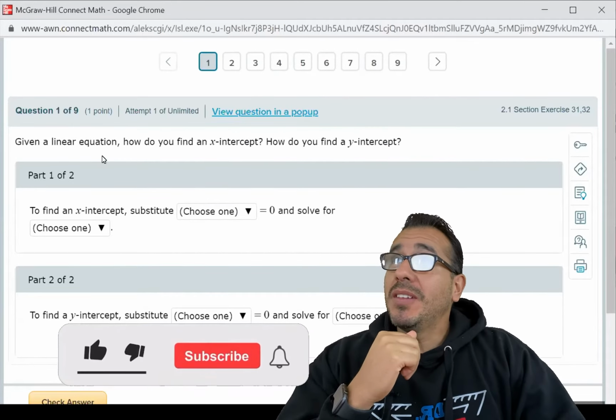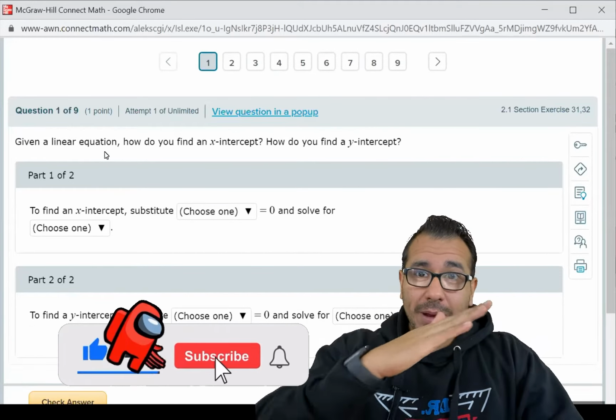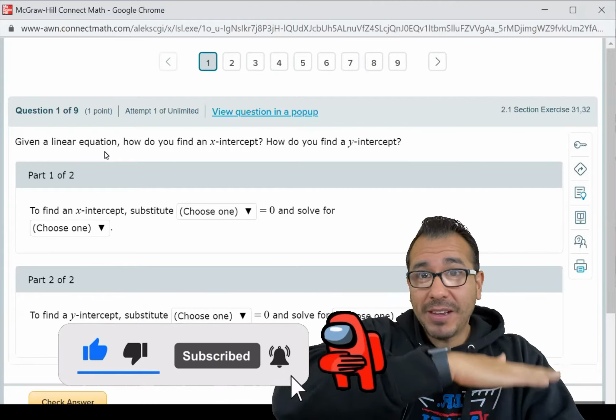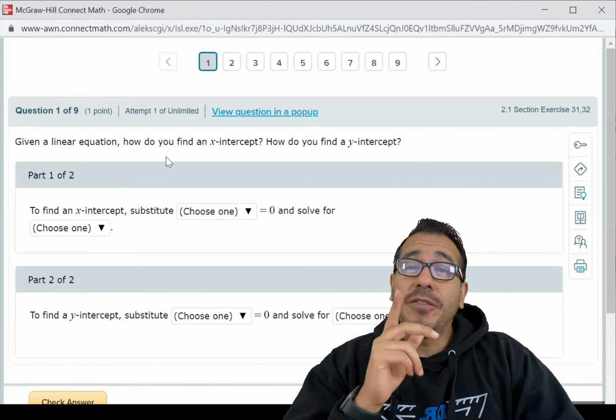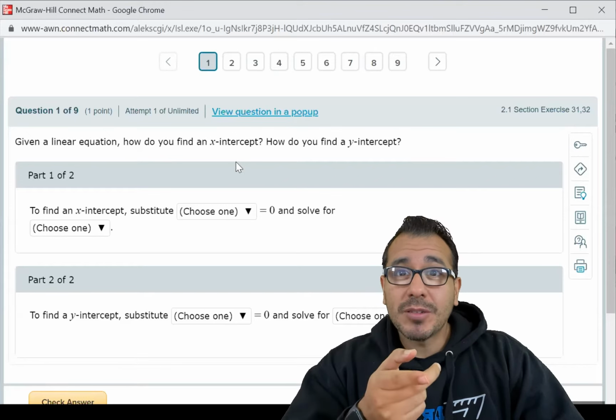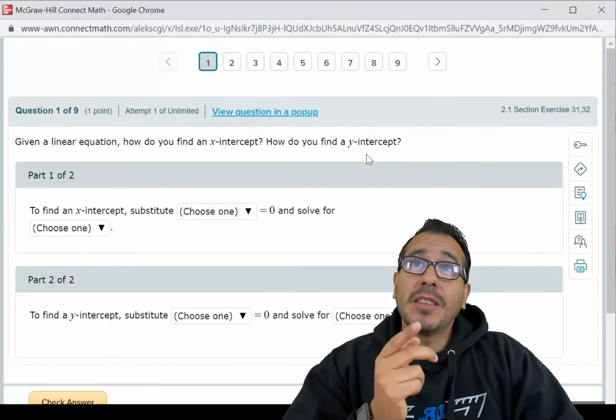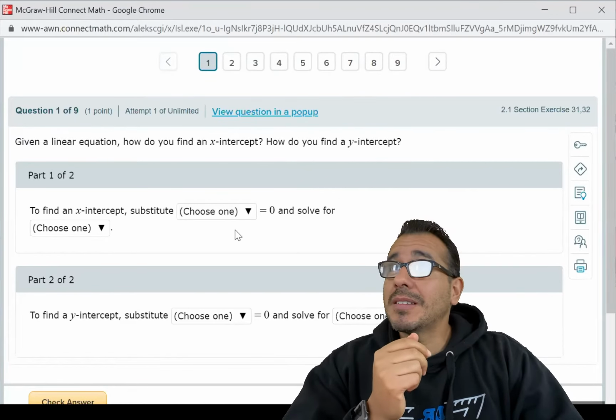Given a linear equation, so we have a line, right? We don't know how this line is going, but we have a line, and it asks, how do you find the X intercept? And how do you find the Y intercept? Let's look at our choices here.